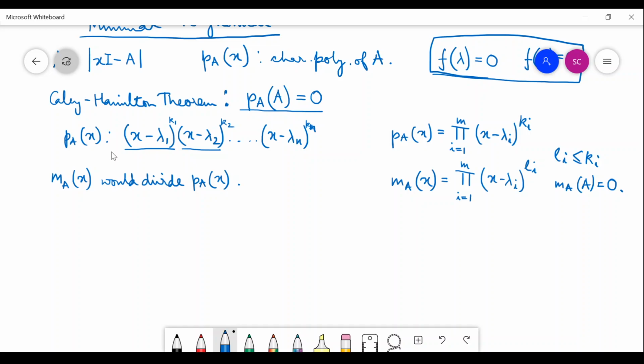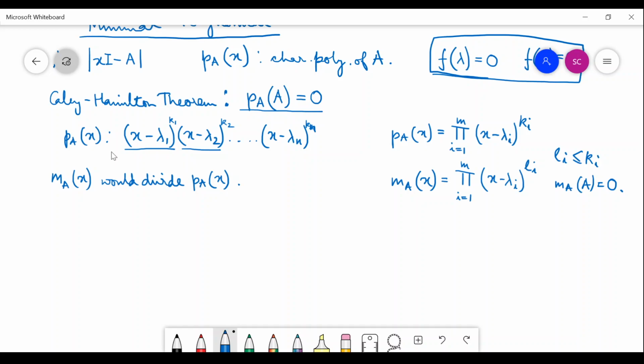So with this idea of characteristic polynomial, the question now comes: how to obtain the characteristic polynomial. If I am given a matrix capital A, the previous question that we are all familiar with was to obtain the characteristic polynomial, but now the question is to obtain the minimal polynomial.